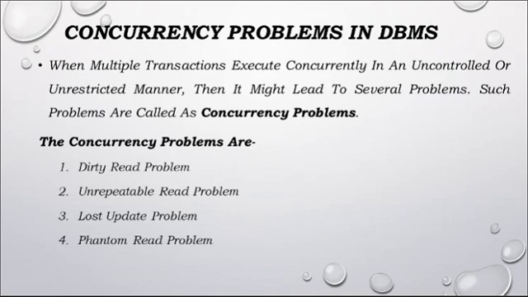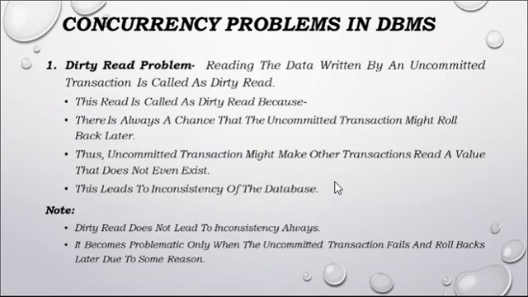Here we will first discuss what dirty read is. Reading the data written by an uncommitted transaction is called dirty read. Uncommitted means if I am reading a value of transaction T1 and transaction T1 is not committed, then I will say it is a dirty read. This is called a dirty read because there is always a chance that the uncommitted transaction might roll back because of failure. Thus, an uncommitted transaction might make another transaction read a value that does not even exist. This leads to inconsistency of your database.